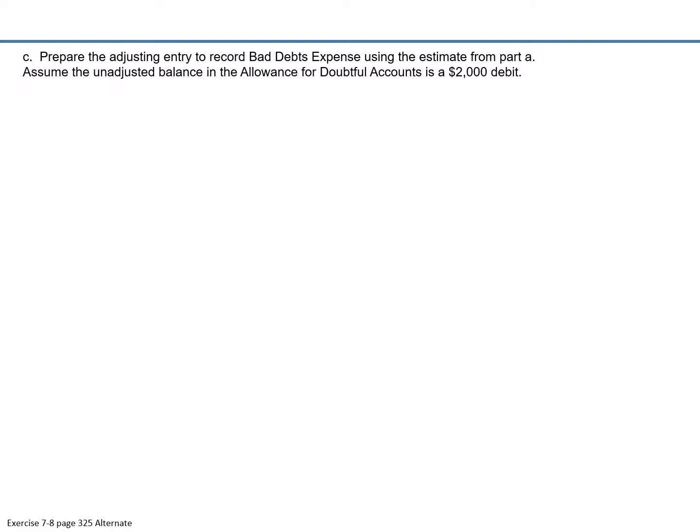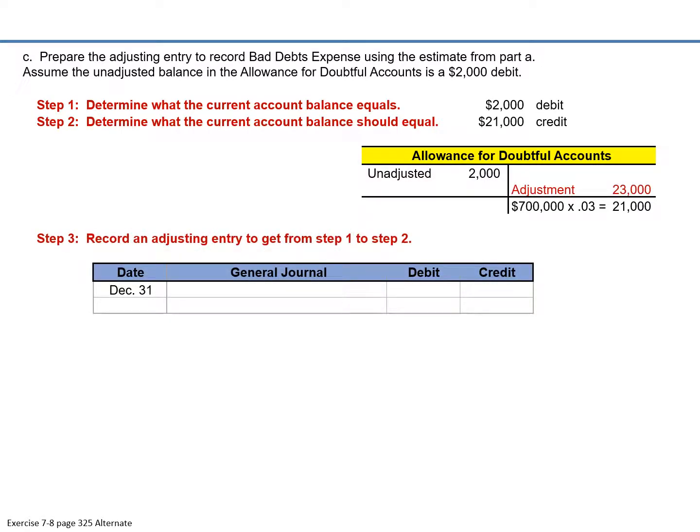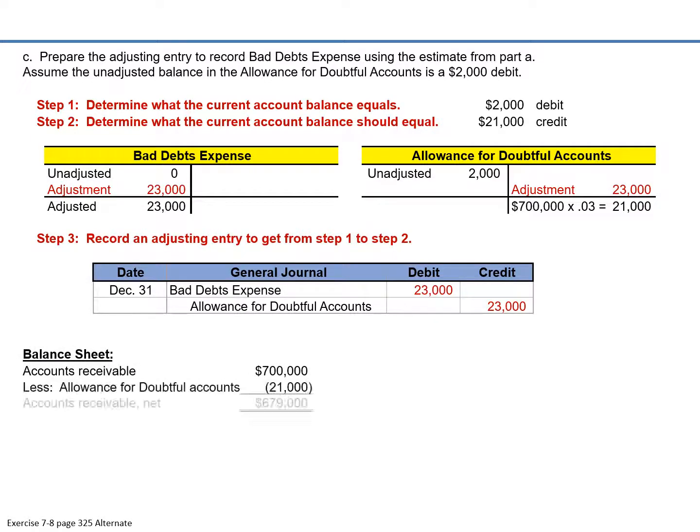Assuming that the unadjusted balance is a $2,000 debit to start. Now what adjustment do you need? $23,000, right? $23,000 credit less a $2,000 debit is a $21,000 net credit. So we're going to debit our bad debt expense for $23,000 and we're going to credit our allowance for doubtful accounts for $23,000. And there's our balance sheet side and our income statement side. Okay, hopefully you did well on that one.